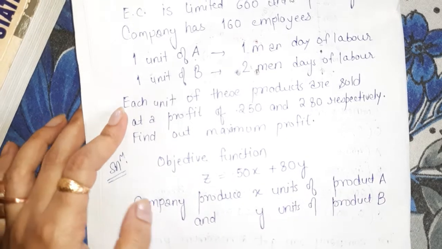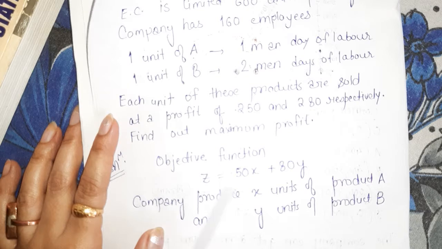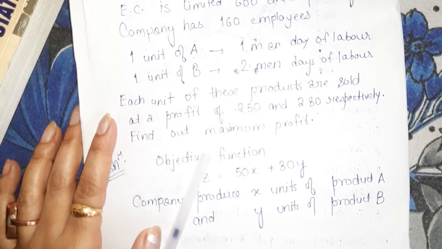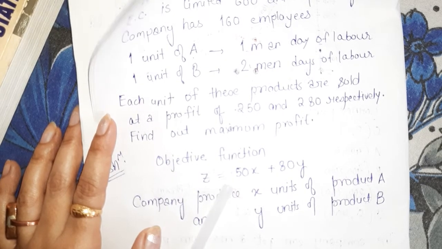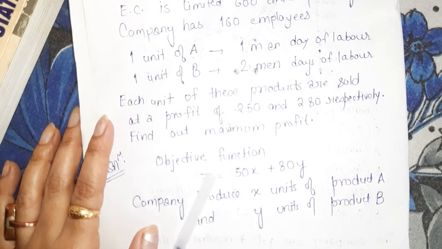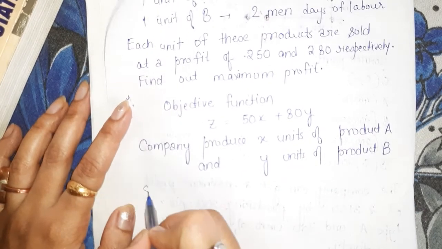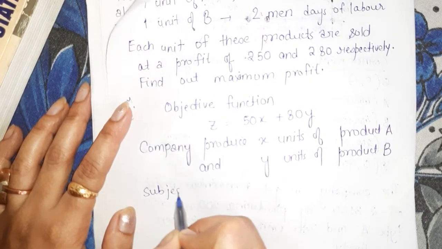Why is it 50x plus 80y? Because you are given that by selling one unit of type A you earn rupees 50 profit, and by selling 1 unit of product B you earn rupees 80 profit. Okay, now subject to the constraints. Now we move to the constraints.